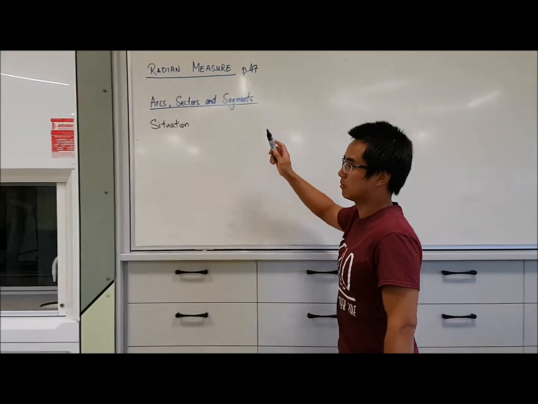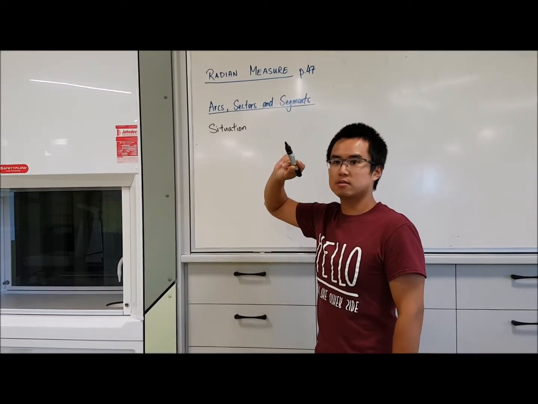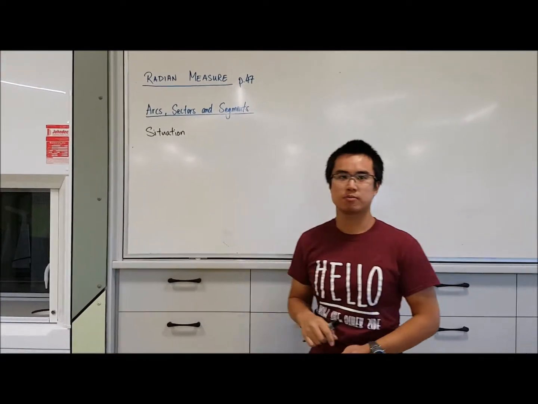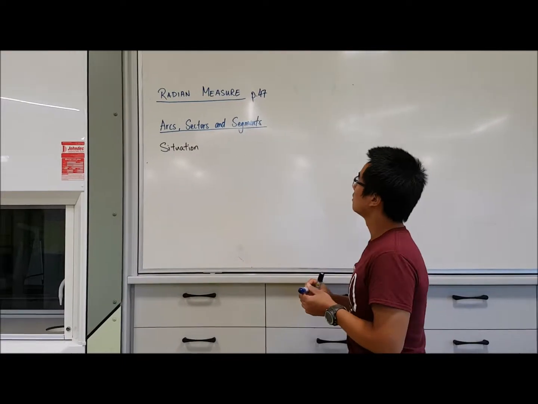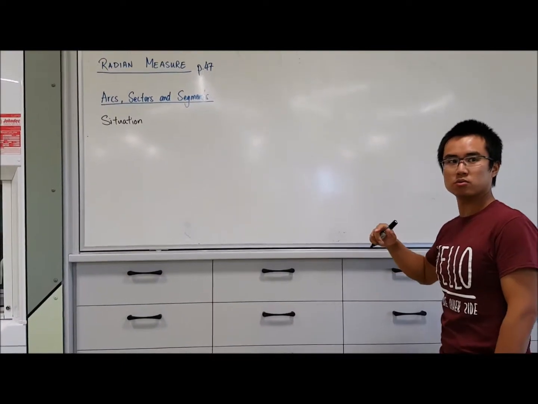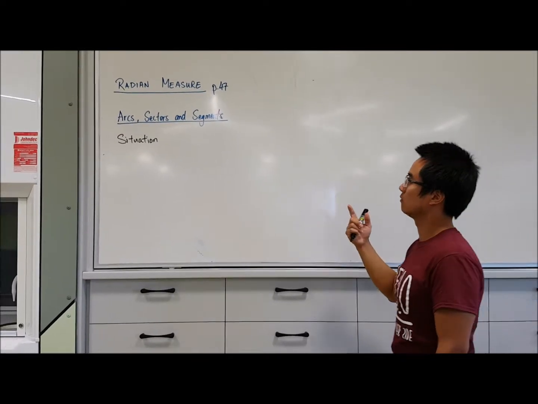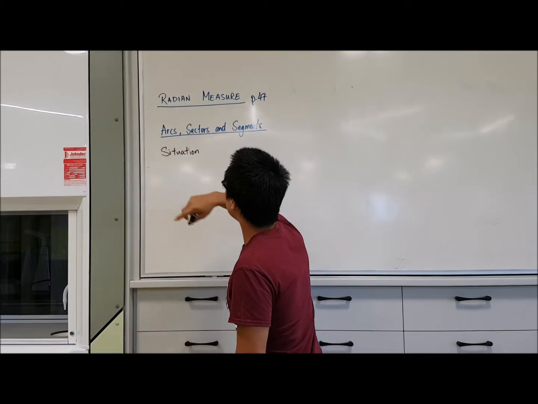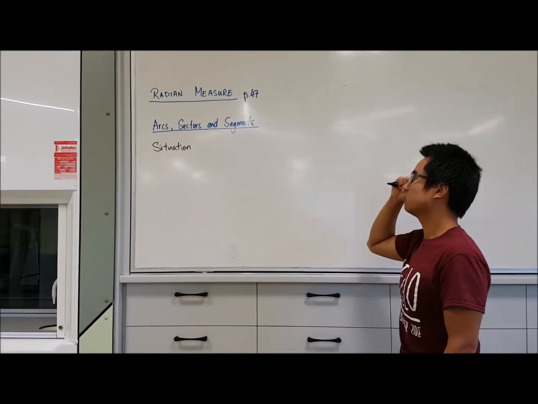To the subtopic of radian measure. Radians are another way of measuring angles as opposed to degree measure. And radians are a more natural unit for circles. So that's why we're going to start by talking about circles. So we're going to start by talking about arcs, sectors, and segments of circles.